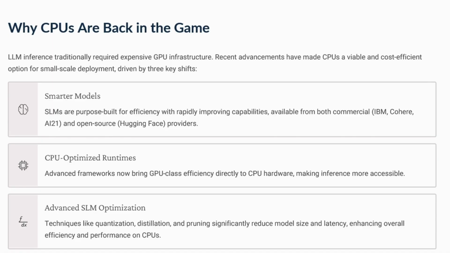When it comes to commercial examples, we have IBM, Cohere, and AI21 Labs making small language models, and when it comes to open source, we have Hugging Face hosting a lot of these models such as Mistral and Llama for free. The second one is CPU optimized runtimes. We now have advanced frameworks such as llama.cpp that have been designed exclusively for running small language model inference, which is great. The third category that made SLMs popular is that we have a lot of advanced SLM optimization techniques such as quantization, distillation, and pruning.